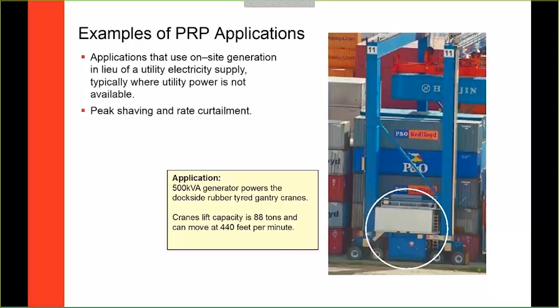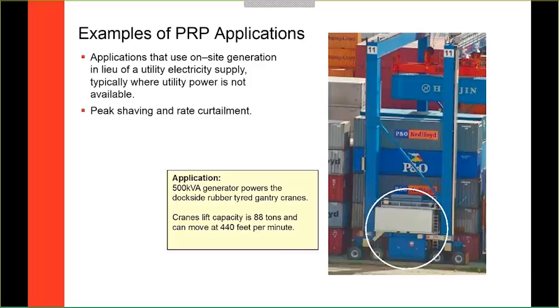Some of the reasons you may use this, one of the big ones, is a facility where you don't have a utility source of your own. So a remote mining site, for example, that doesn't have utility power available is going to be relying on generator set power 8,760 hours a year.